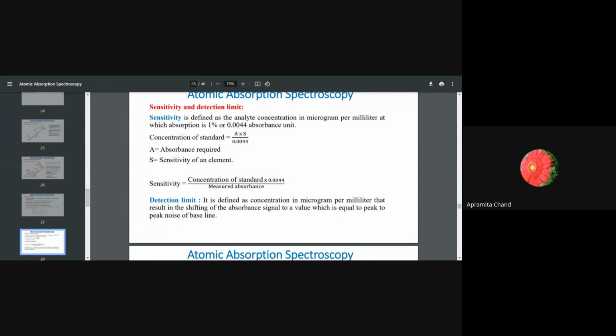So how can you detect the sensitivity, and what is the sensitivity here? Here the sensitivity is defined as the analyte concentration in microgram per milliliter at which absorption is 1% or 0.0044 absorbance unit. So if A is the absorbance measured and S is the sensitivity, we can easily find out the concentration of the standard. Finally, the sensitivity will be the concentration of standard multiplied by 0.0044 divided by the measured absorbance. So just look at the formula here.